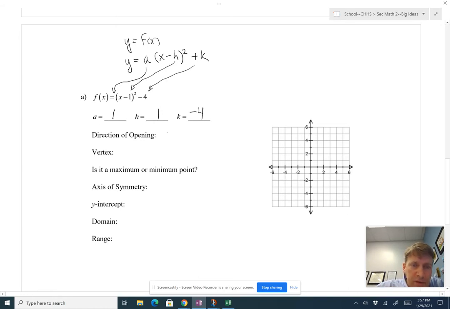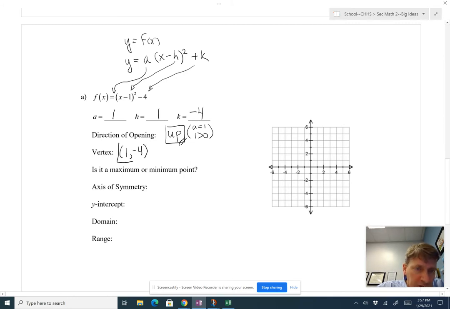Direction of opening, it opens up because a is equal to 1 and 1 is greater than 0. It's positive, so this thing opens up. And our vertex, we can read it right off of the vertex form, which is why the vertex form is nice, because we can just read it. It's 1 comma negative 4.